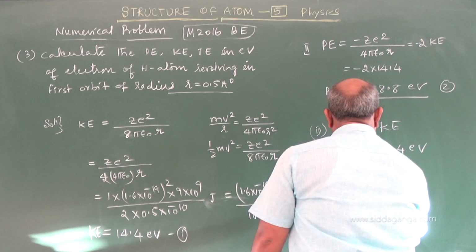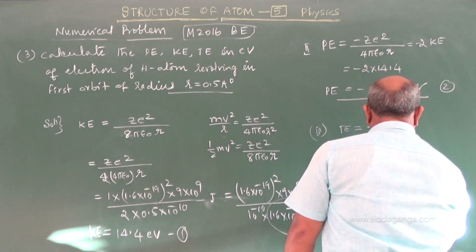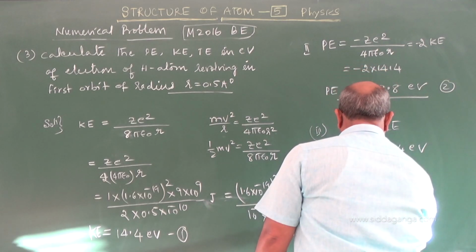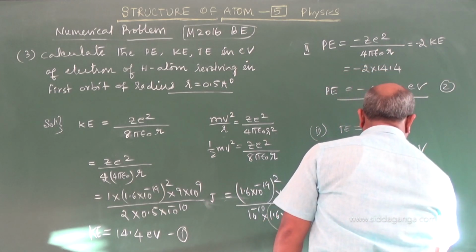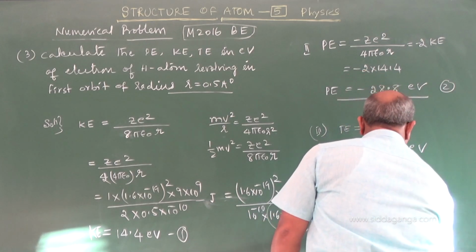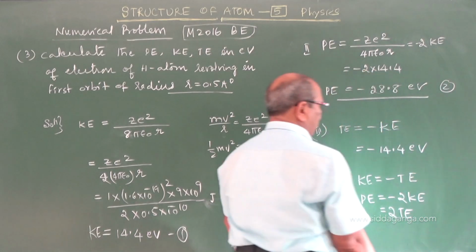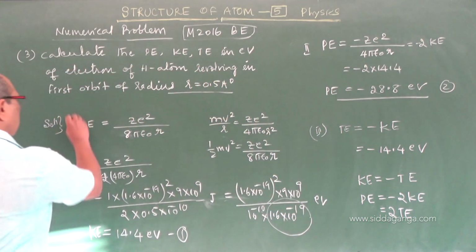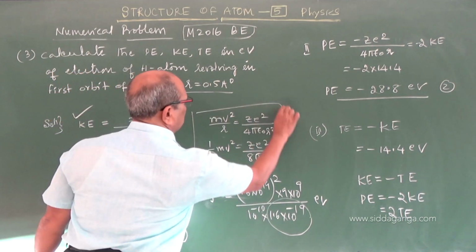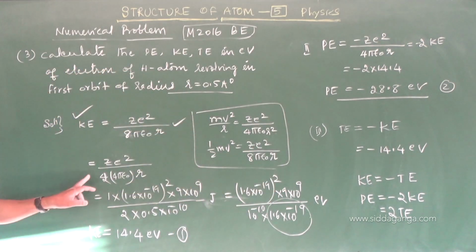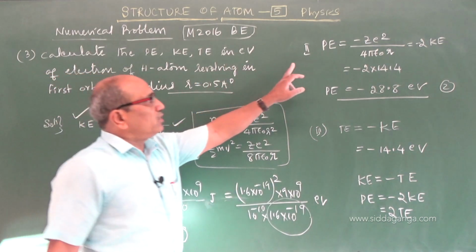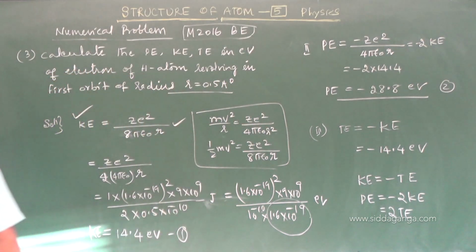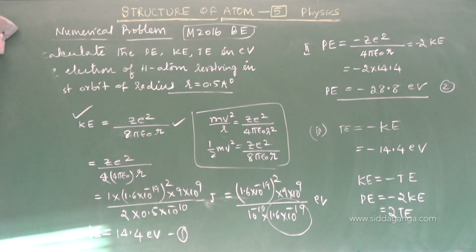Just to recall, kinetic energy equals minus total energy, or total energy equals minus kinetic energy. Potential energy equals minus 2 times the kinetic energy, or 2 times the total energy. So you have that relation, and from that these two are obtained. For calculation of kinetic energy, if you have forgotten, use this relation and get the value. Once you obtain kinetic energy, you can get potential energy as well as total energy. Let us come to another.